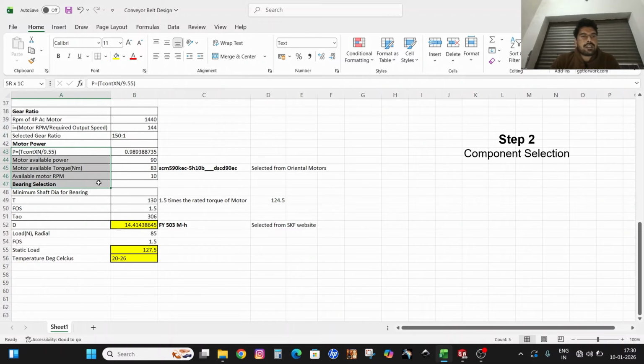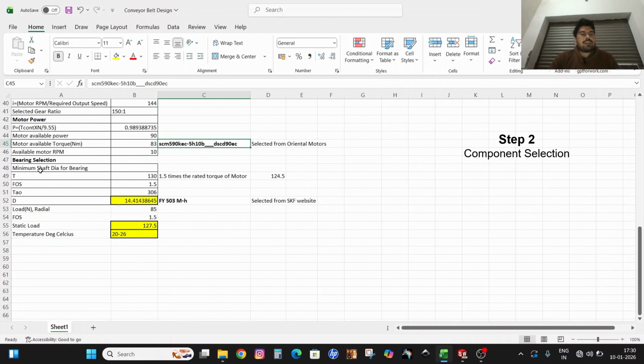So now the final motor spec: power as per the catalog will be 90 watts, torque availability on that wattage is 83 Newton meters, and rpm availability is 10 rpm. So the motor is selected. This is the motor part number, selected from the Oriental Motor website, and I have downloaded the CAD from there.